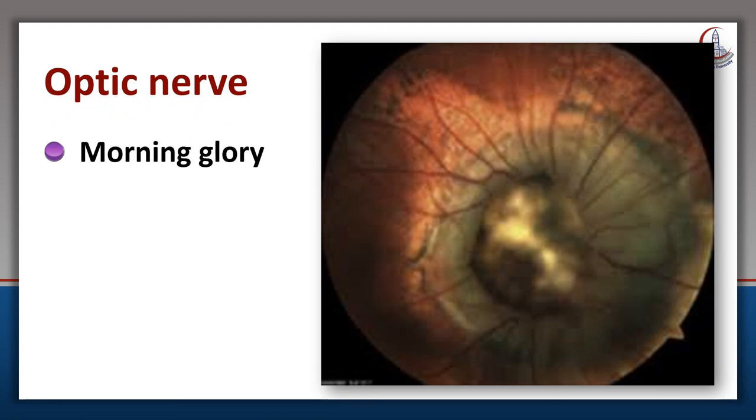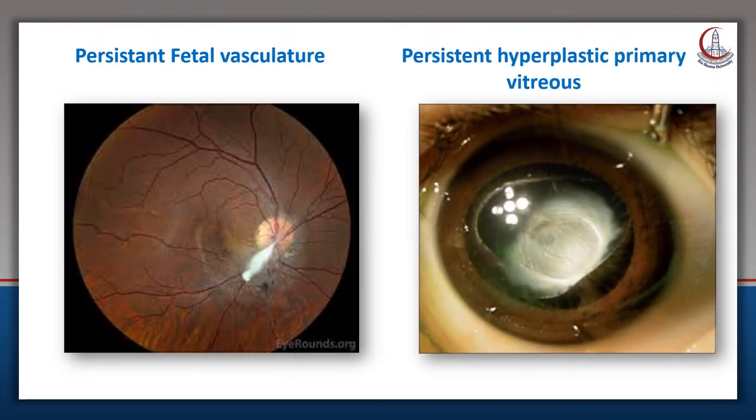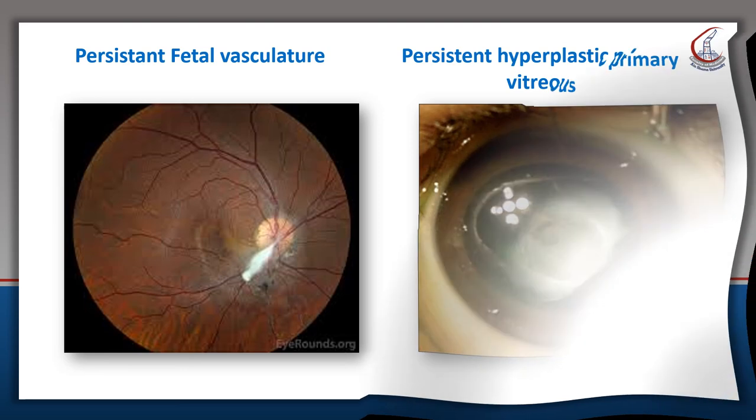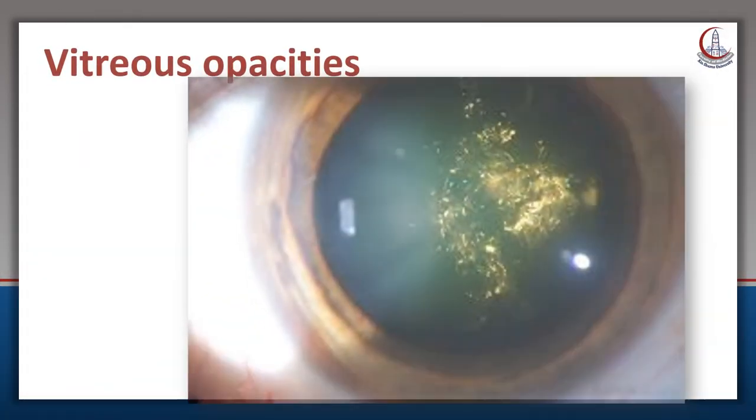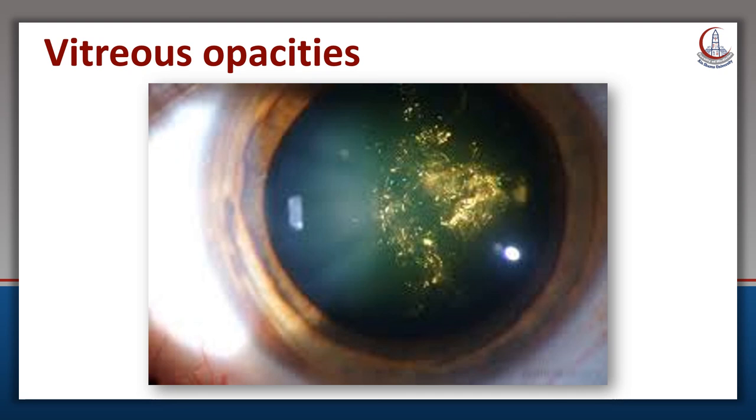Also, optic nerve congenital defects like morning glory syndrome can present like persistent fetal vasculature, persistent hyperplastic primary vitreous, in which the zonules are apparent, and there are changes in the other pictures of persistent fetal hyperplastic primary vitreous. Also, vitreous opacity can cause leukocoria, which can be, as we said, like organized vitreous hemorrhage, cholesterol crystals.